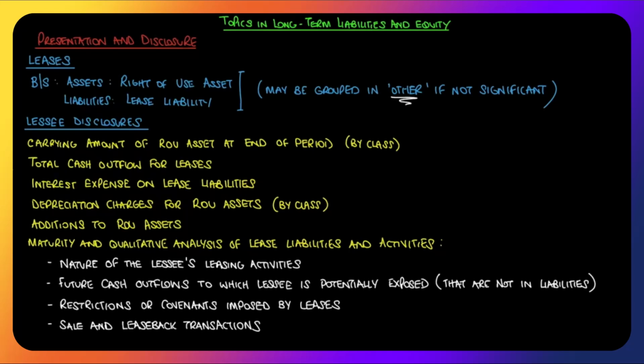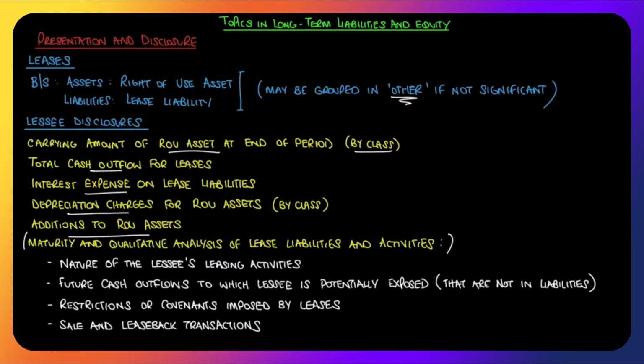I think it's obvious. I want to know, what's the carrying amount of my assets by class? What did I spend? What's the interest expense? What's the depreciation on those assets? What were my additions during the year? So really you're reconciling what was it at the start of the year, what was it at the end, and what caused the movement. What I spent, the interest, depreciation, and so on.